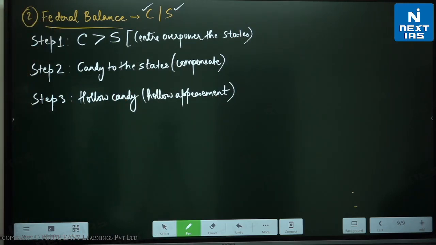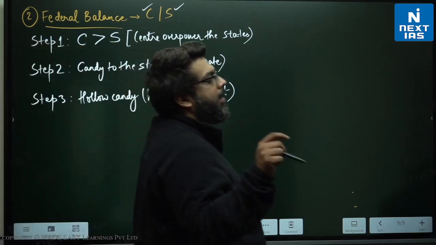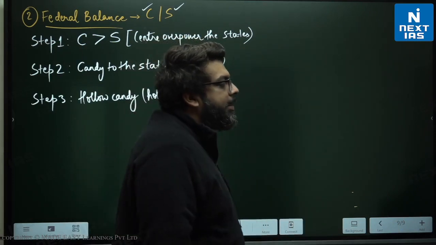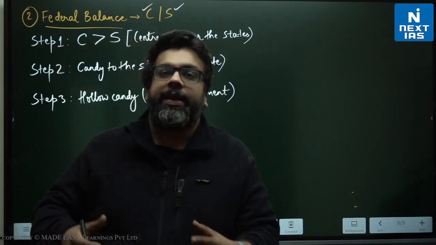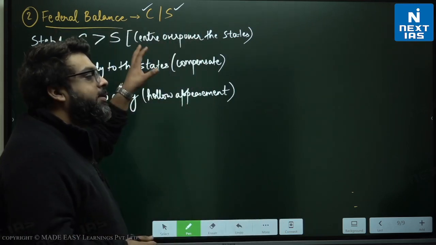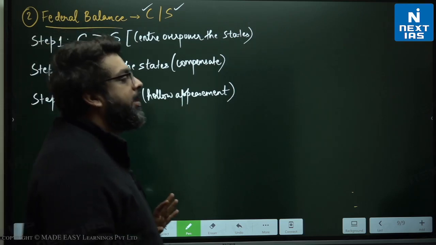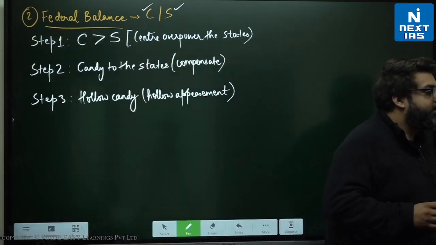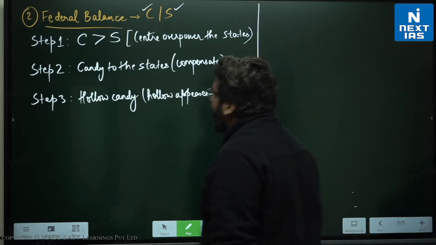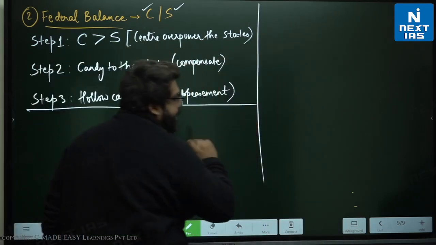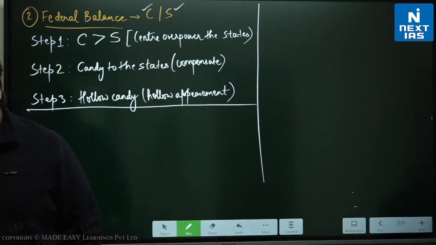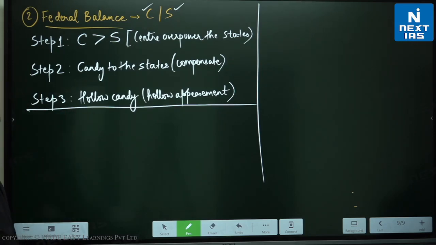First, identify how the center is stronger than the states. Then figure out what is the candy that is being given by the center to the states. And then finally, figure out how the candy is a hollow candy, an empty candy. If you're able to do all the 3 things, you know your federal balance rule is intact. Ladies and gentlemen, this is basically what rule number 2 is. And there is a plethora of examples, an unending list of examples for rule number 2. So let us look at the examples that we can use.